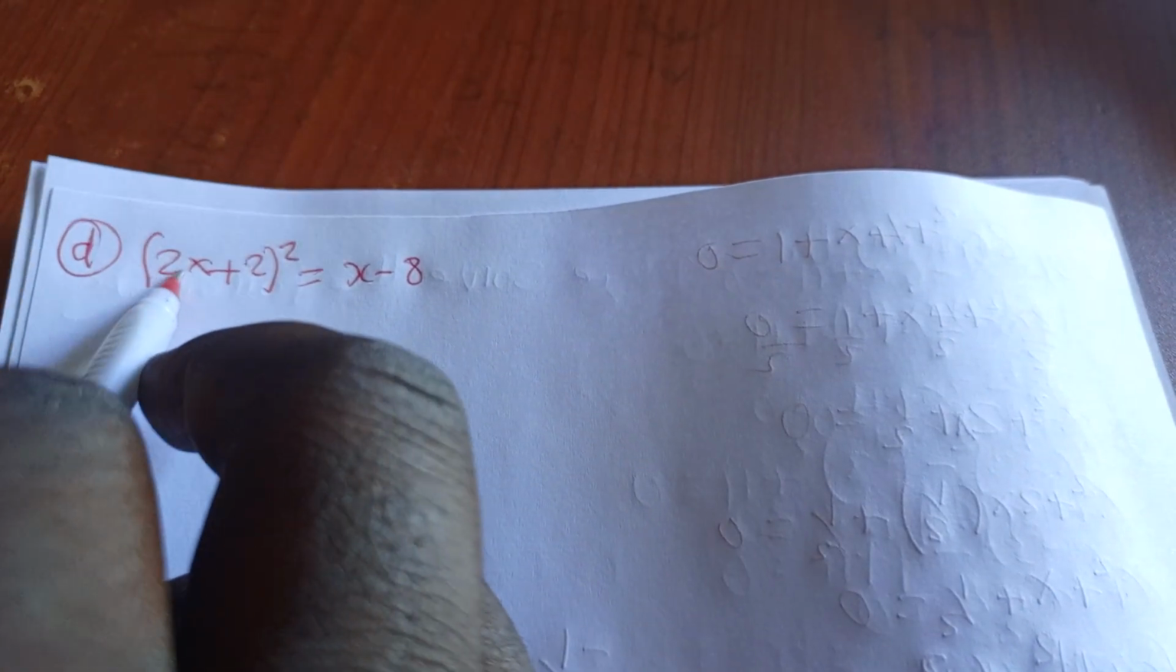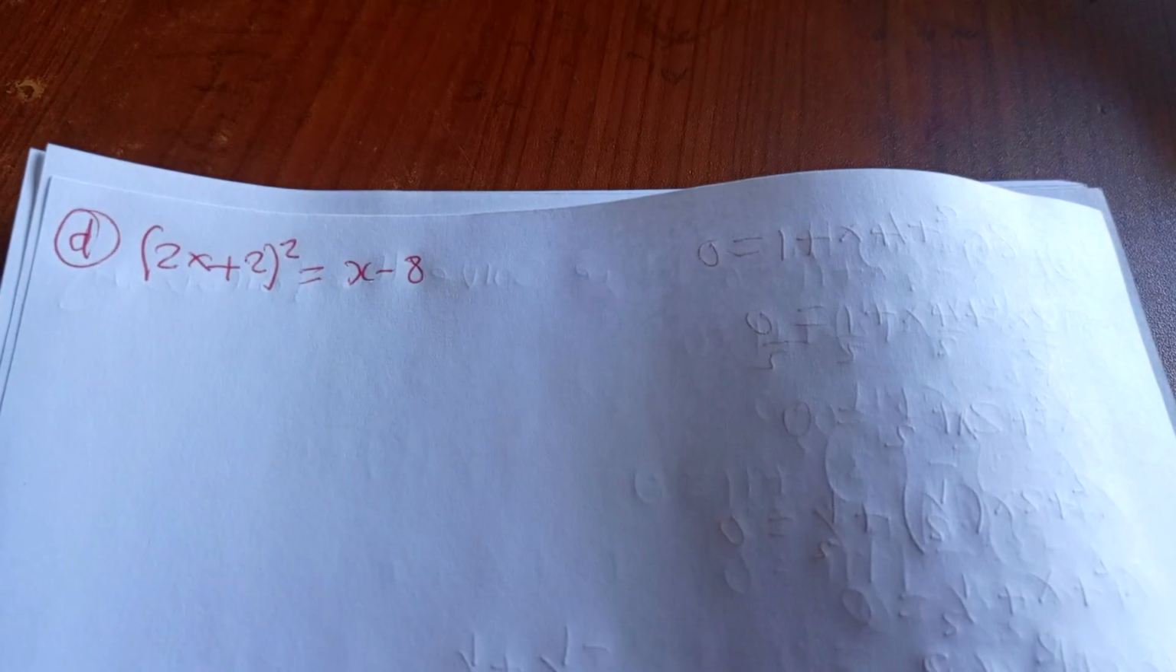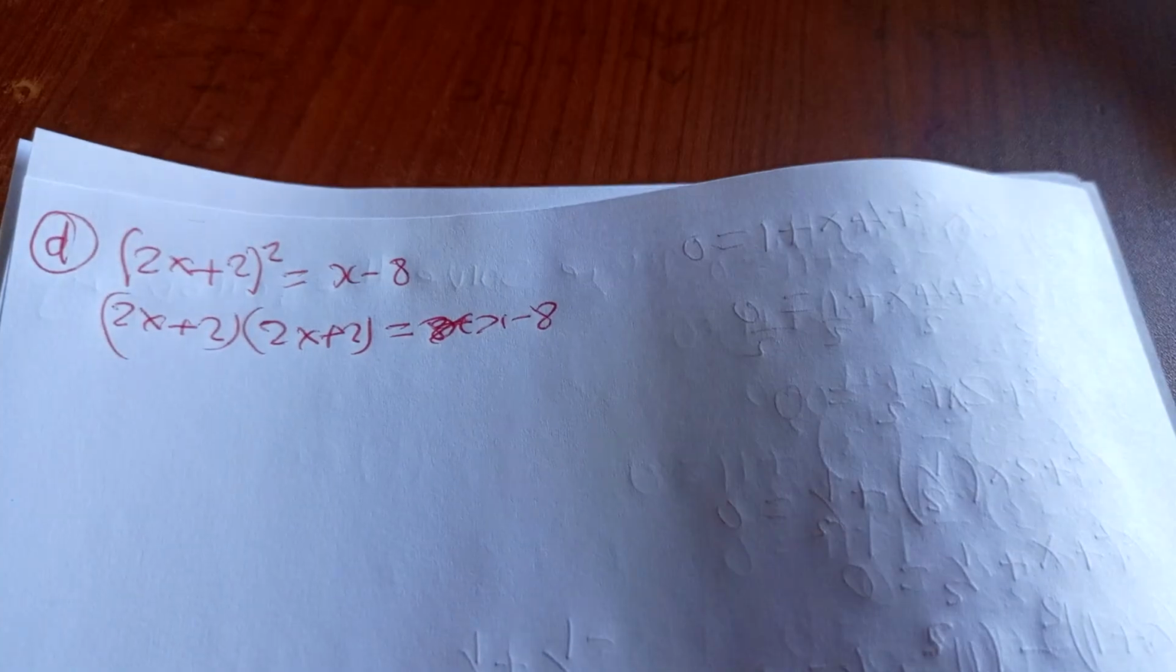Yeah, so question D is (2x + 2)^2 equal to this. Here I first need to expand this expression. I know there's that expansion from grade 12. It is (2x + 2) times (2x + 2) again, which is equal to 8x - 8, like this one.